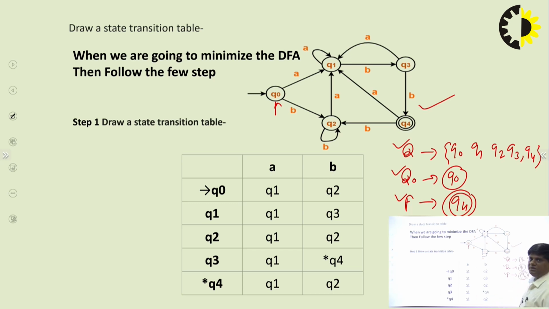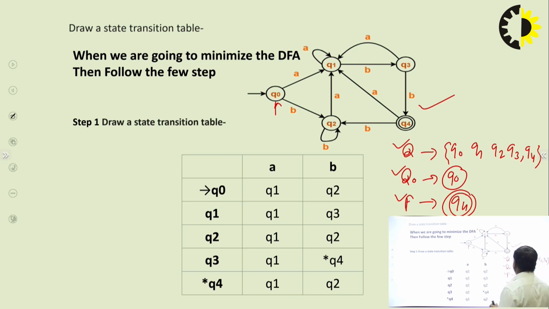Now, the next tuple is sigma. What is sigma? The set of inputs in the given problem. We have already explained that in terms of the computer, we take only 2 inputs, 0, 1 or A, B. So similarly in this problem, we take only 2 inputs, that is A and B.